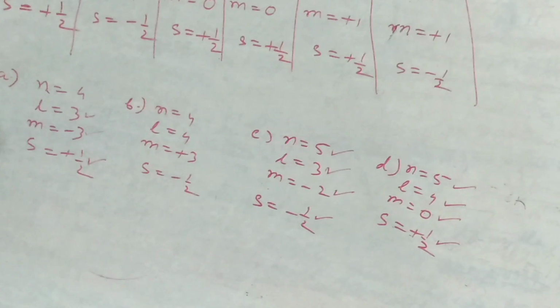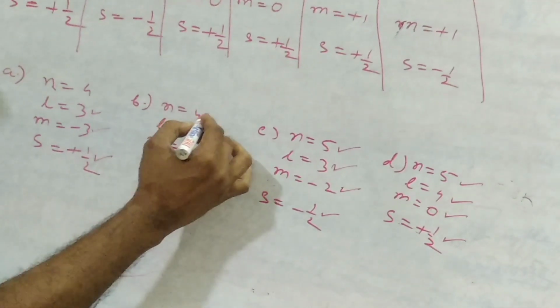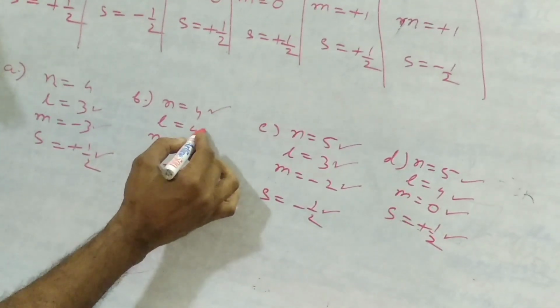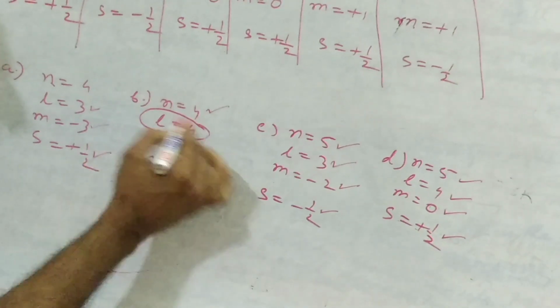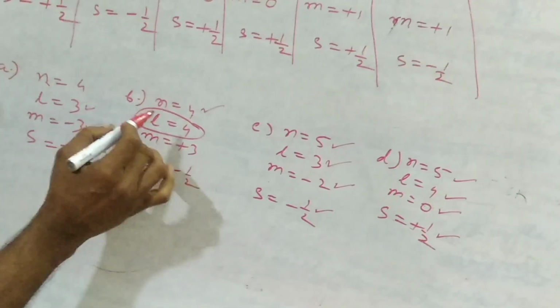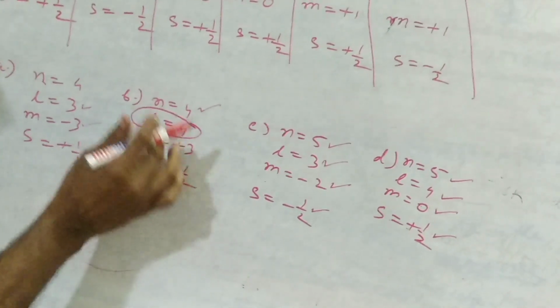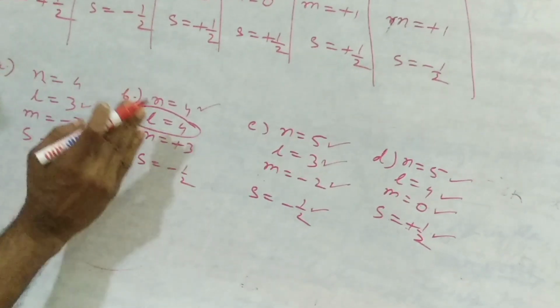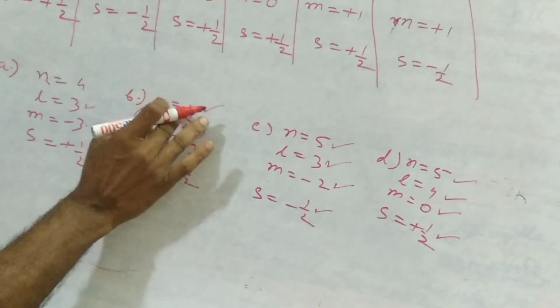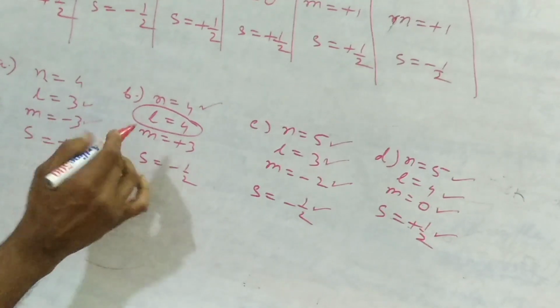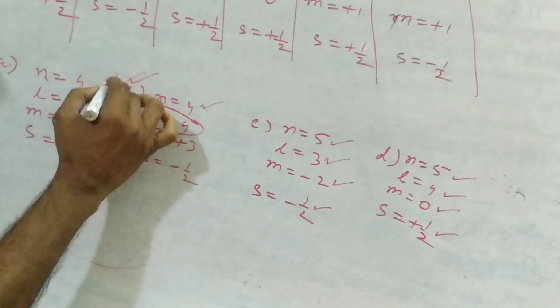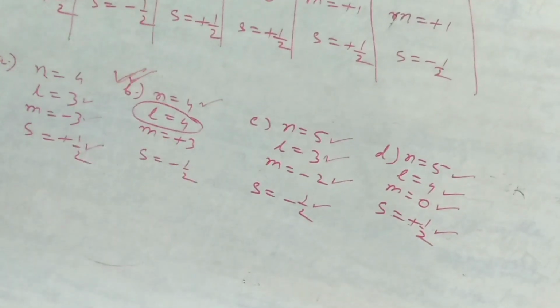But for this one, you see n equals 4 and l equals 4. Here the contradiction begins. l cannot carry the value of 4 because l must have a maximum value 1 less than the value of n. Therefore, this set is not possible for an electron in an atom.